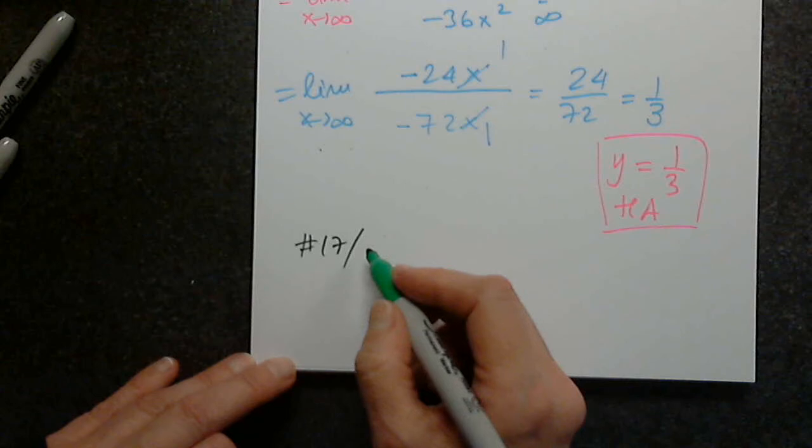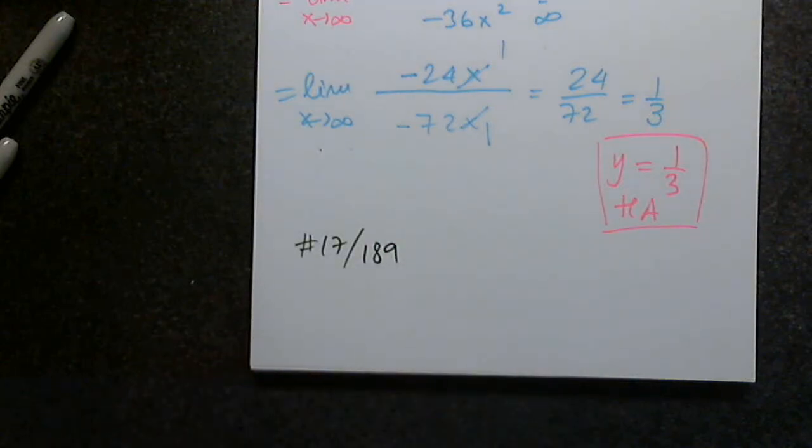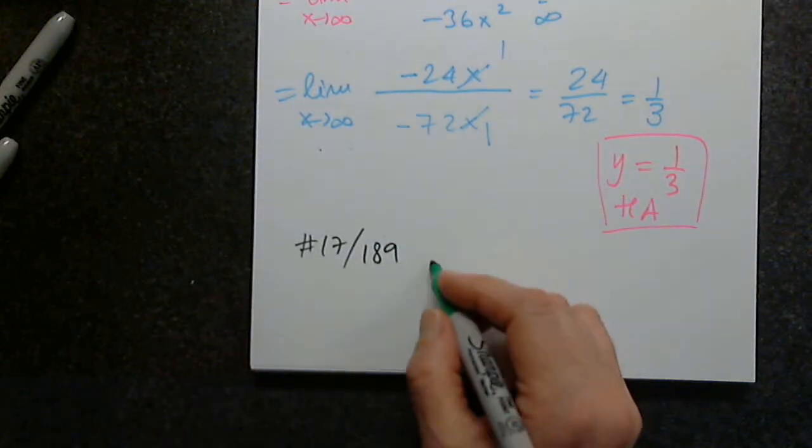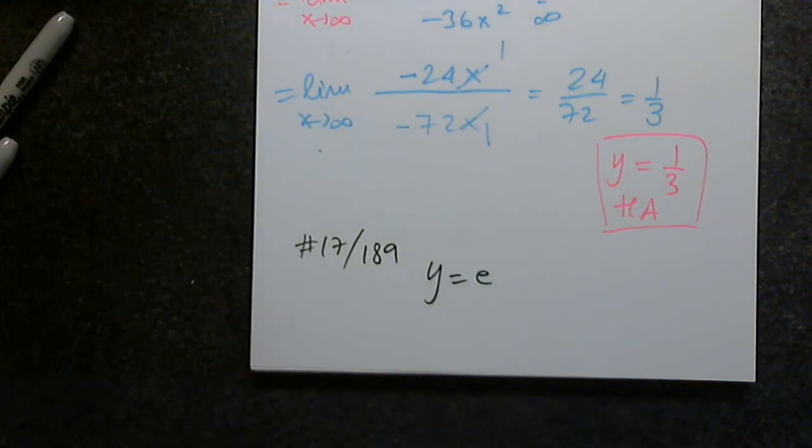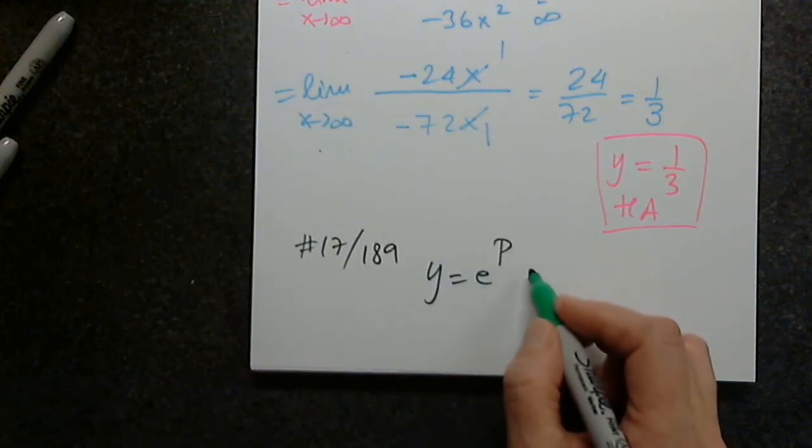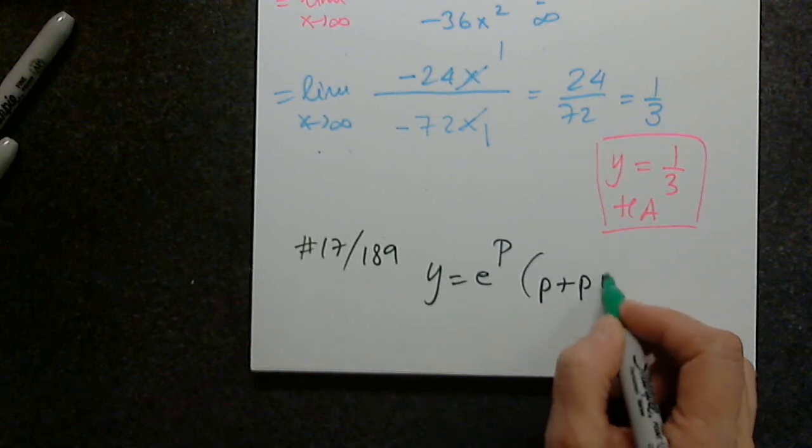So 17 on page 189. And we have y equals e to the p and p plus p, the square root of p.